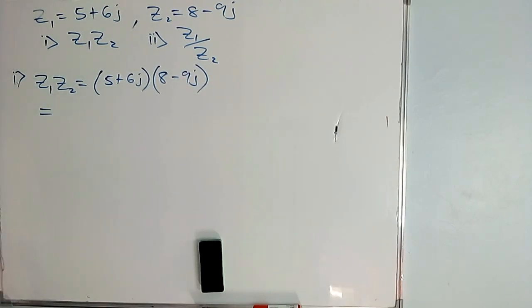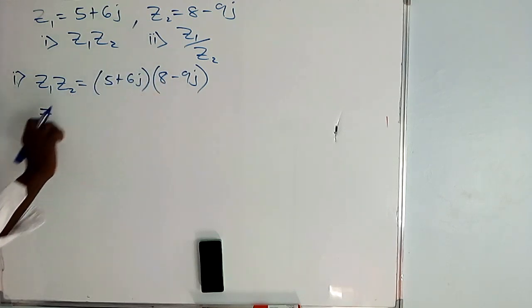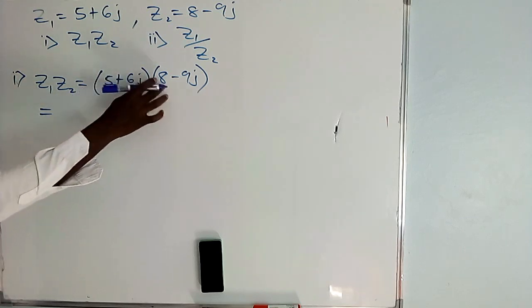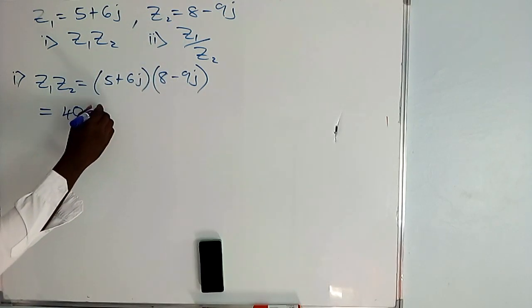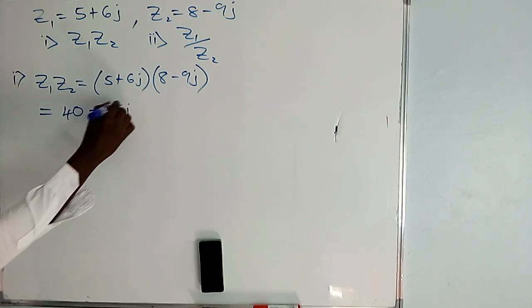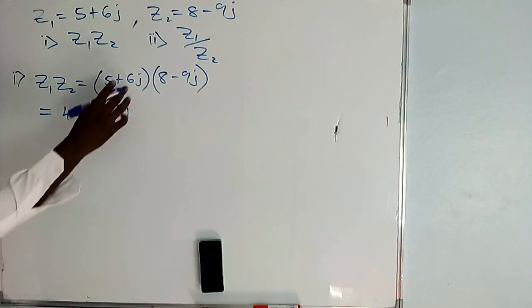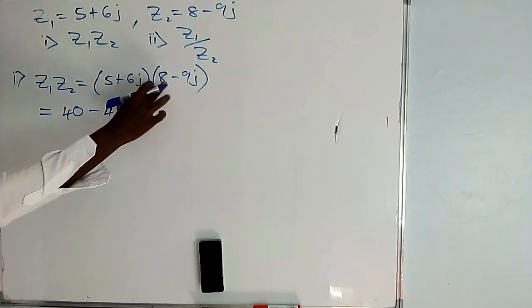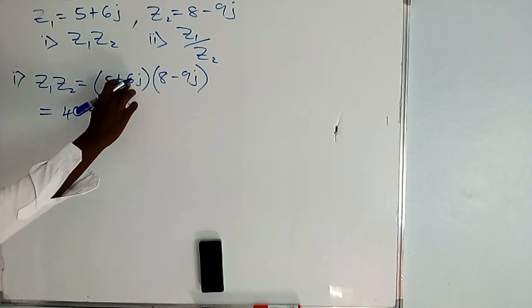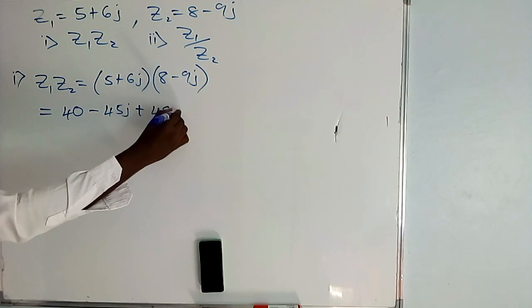Having done that, you now start: 5 in the first bracket multiplies all the terms in the other bracket, isn't it? Yes. So 5 times 8, 40, 5 times negative 9, so you get negative 45 times j, that is negative 45j, isn't it? Yes. You're done with that. You go to the next term, positive 6j. You take it with its sign, okay? Positive 6j is just 6j, isn't it? Yes. So 6j times 8, you get positive 48j, isn't it?